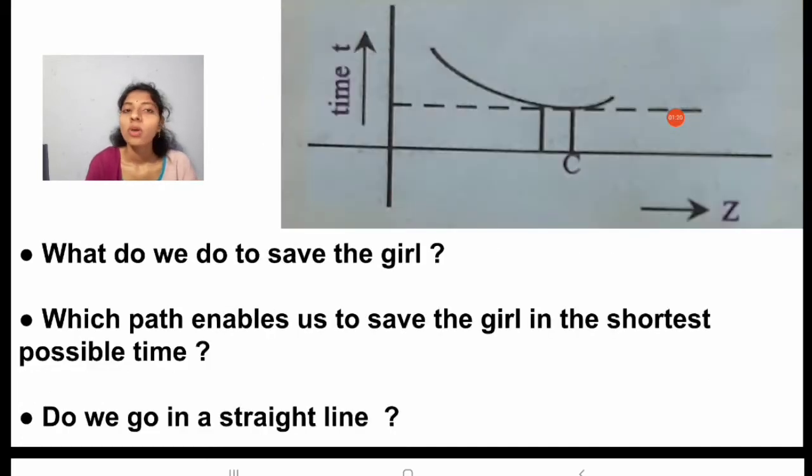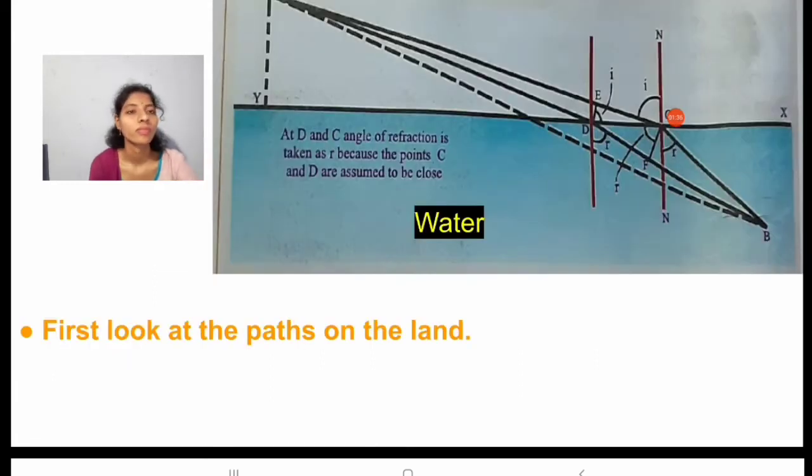So what do we do to save the girl? Which path enables us to save the girl in the shortest possible time? Do we go in a straight line? First, look at the paths on the land.